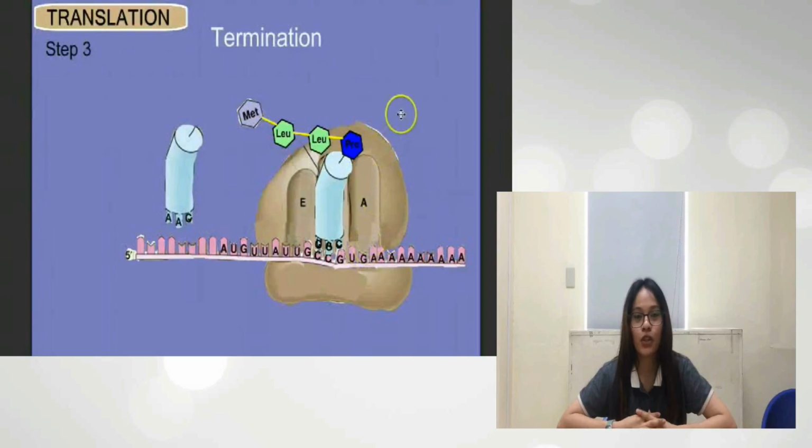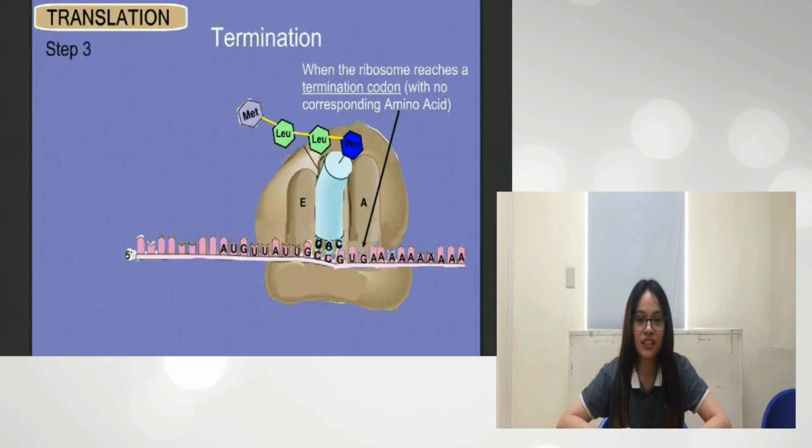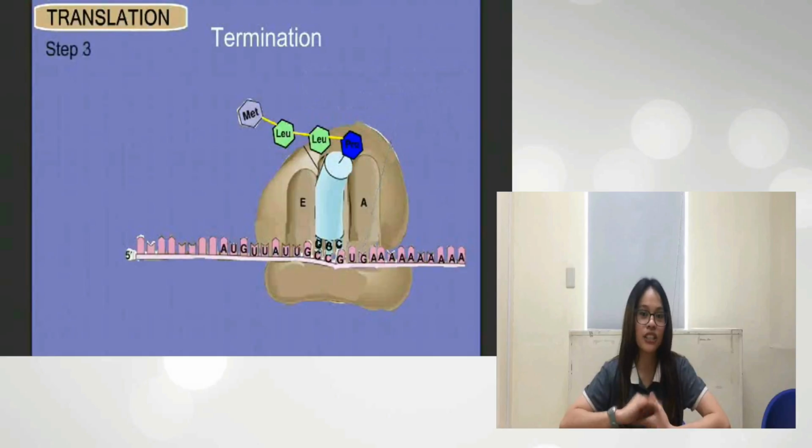Hi, I am Claudia Regala and I will discuss the termination stage. In the video, you will notice that we have reached a codon, the UGA, which is one of our 3 termination codons, without a corresponding amino acid. This is a signal to the ribosome that it is done translating this messenger RNA strand, which means that we're in step 3, the termination stage.